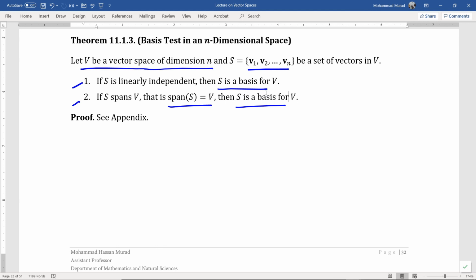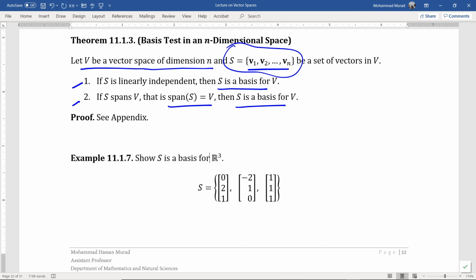So this theorem tells us that if we have a vector space of dimension n, which we know in advance, then any set of n vectors would be a basis if any one of these two conditions hold. The proof of this theorem is given in the appendix of this note.